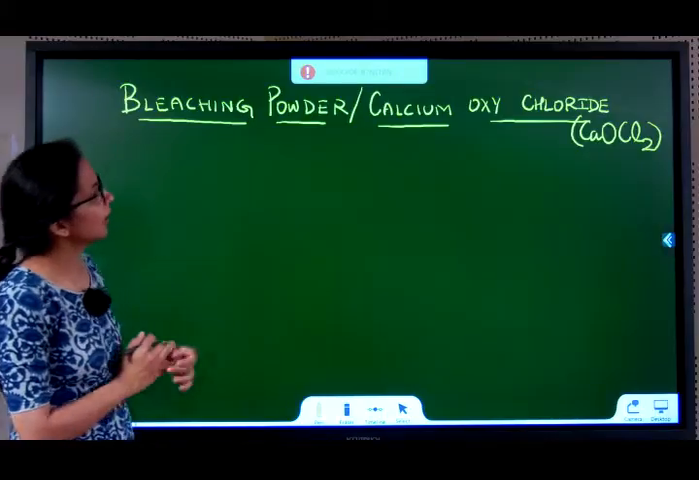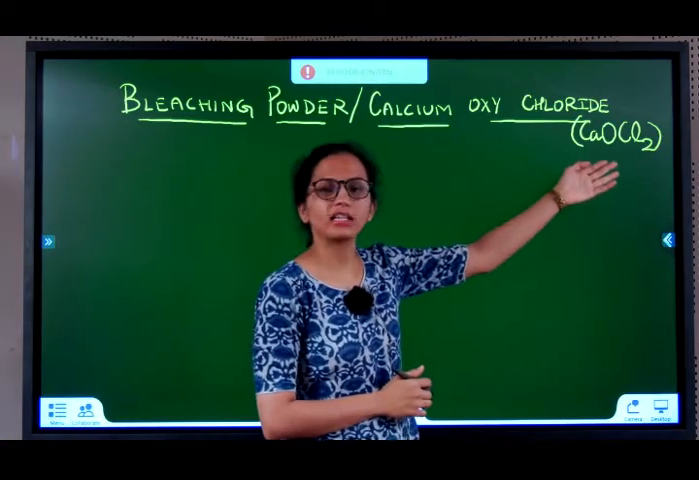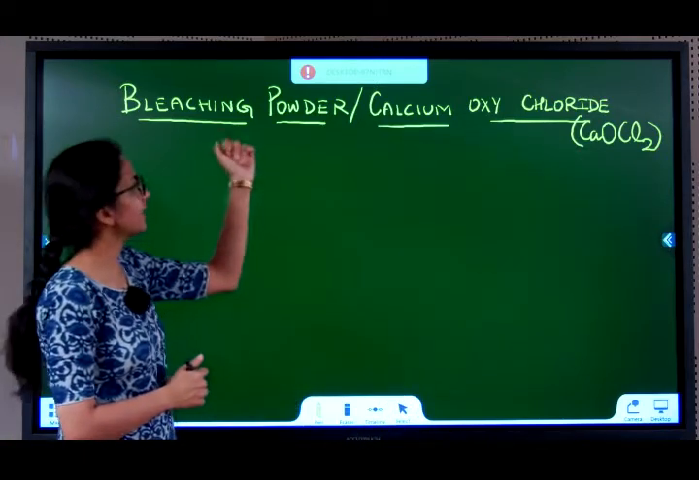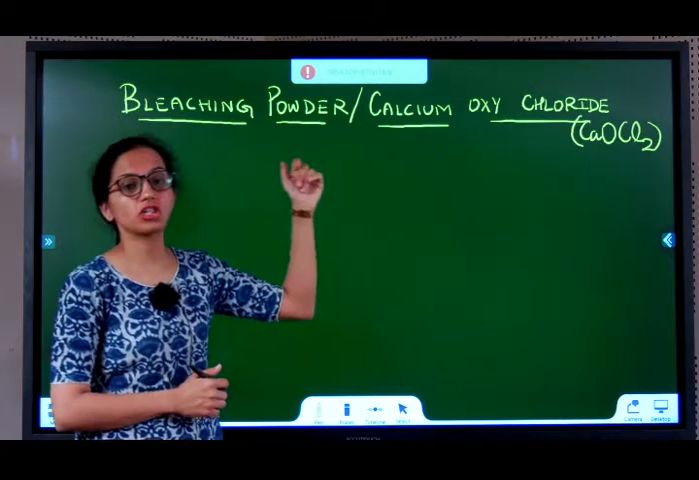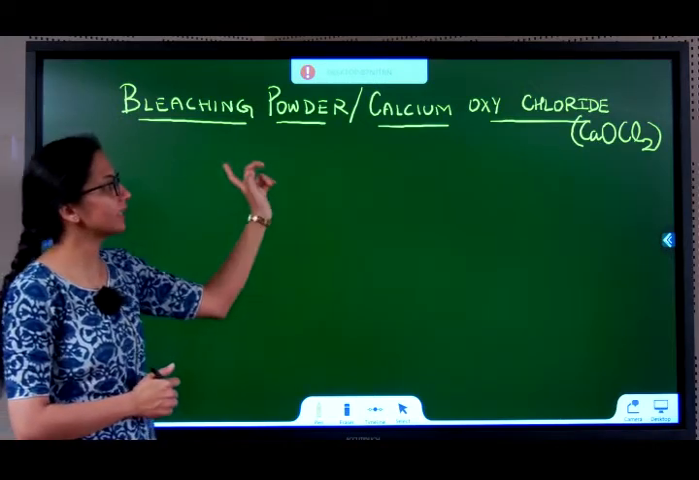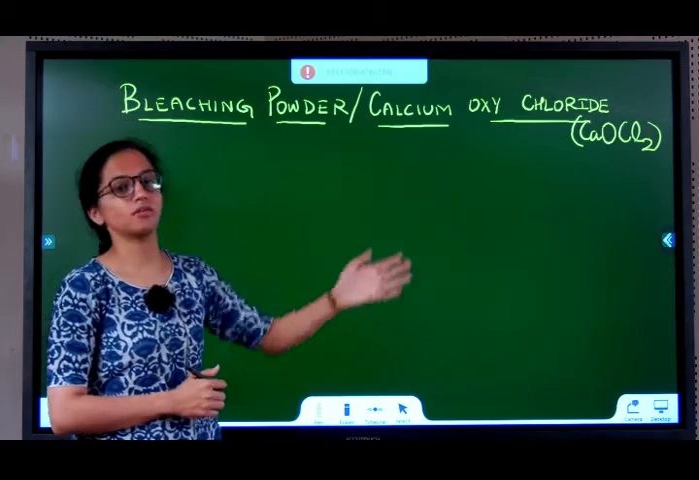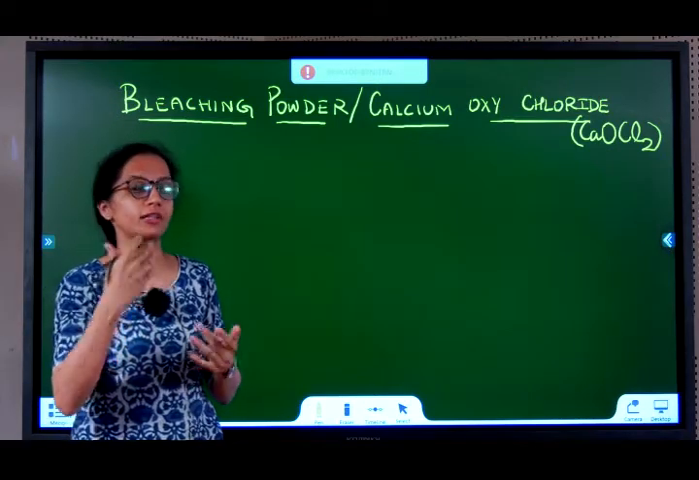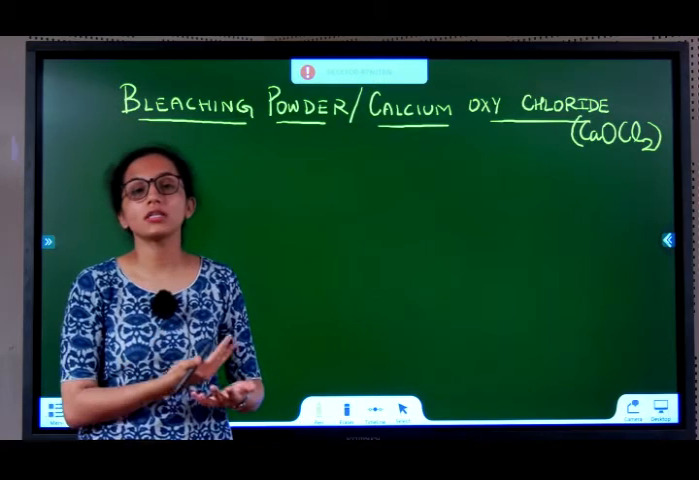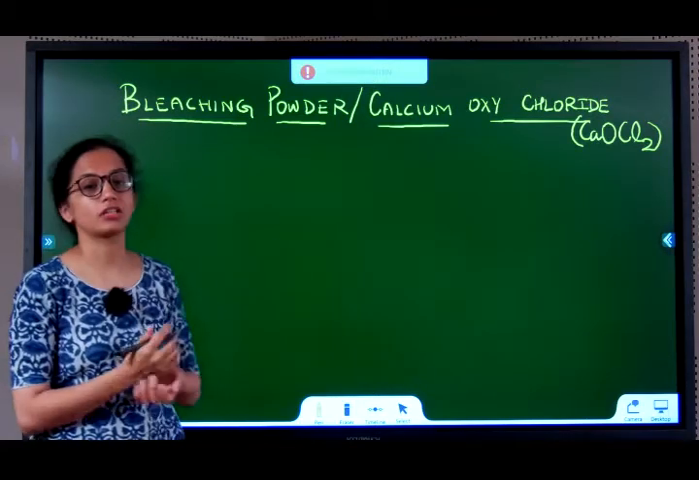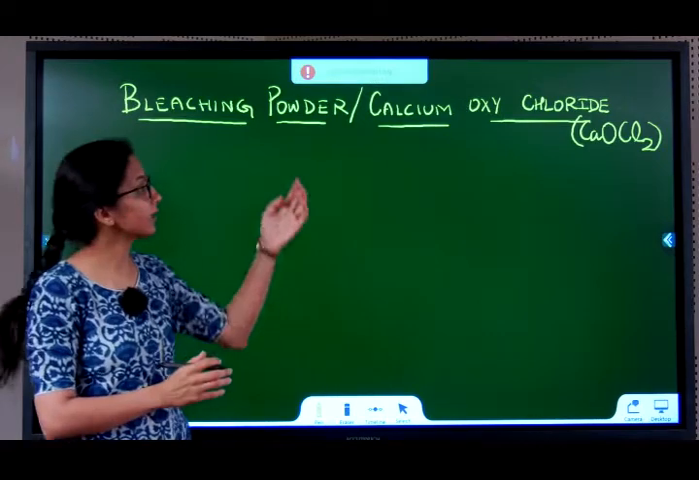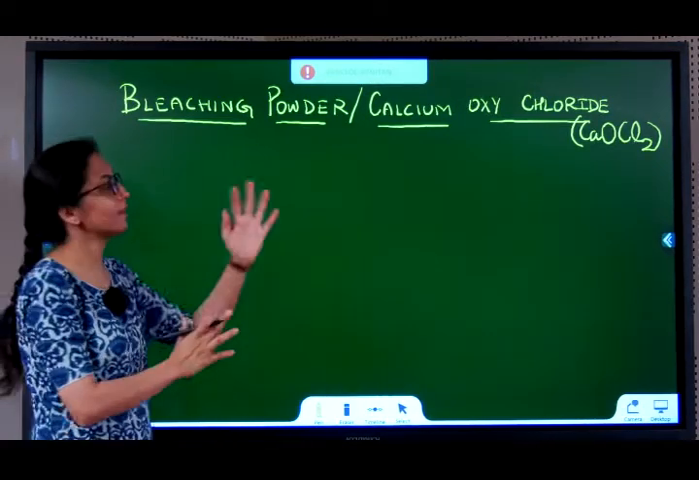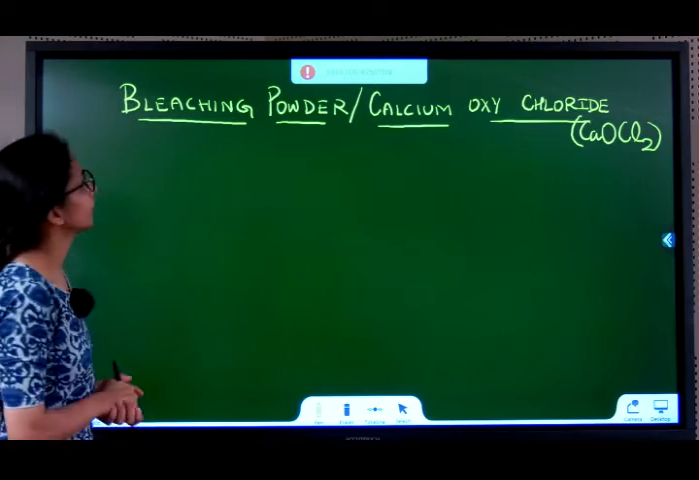Next compound, calcium oxychloride, also referred to as bleaching powder. The common name of calcium oxychloride is bleaching powder. The chemical name is referred to as calcium oxychloride. You have to be careful, they can ask you a direct question. What is the common name of calcium oxychloride? Bleaching powder. Or what is the chemical name of bleaching powder? Calcium oxychloride. So you need to know both the names, you need to know the formula too.